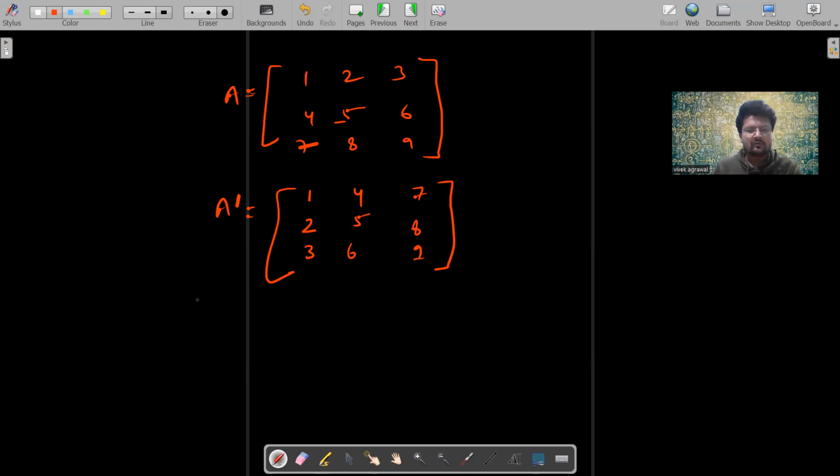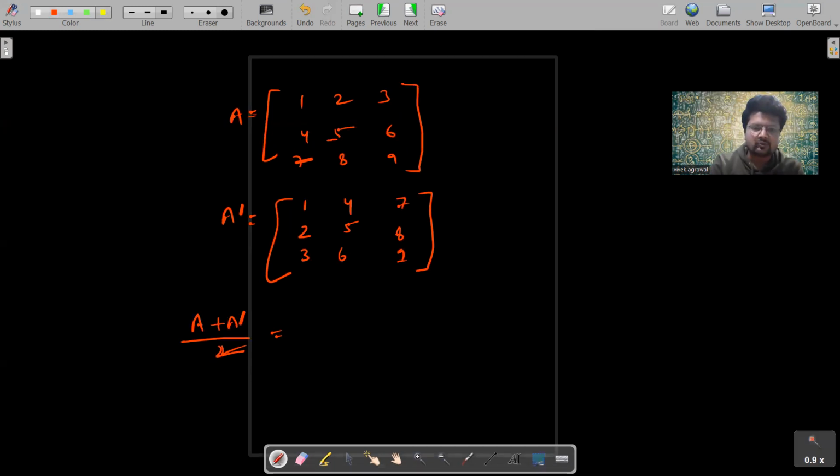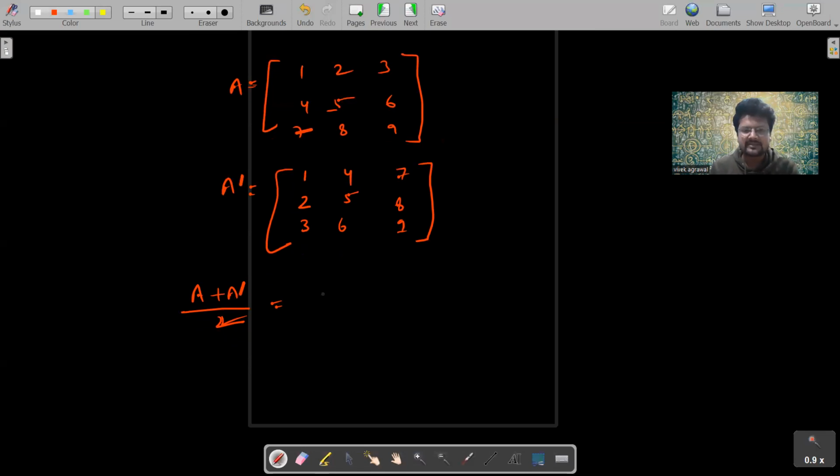Okay. So now what I'm doing, let's say A plus A dash by 2 we are doing, right? A plus A dash by 2. So if I do A plus A dash by 2, what will happen? We'll add the elements and divide by 2, right? So 1 plus 1 by 2, that is nothing but 1. 2 plus 4, 6 by 2, that is nothing but 3. 3 plus 7, 10 by 2, that is 5, right?